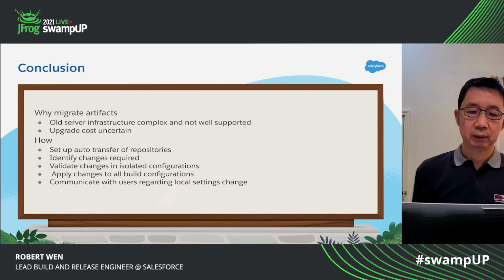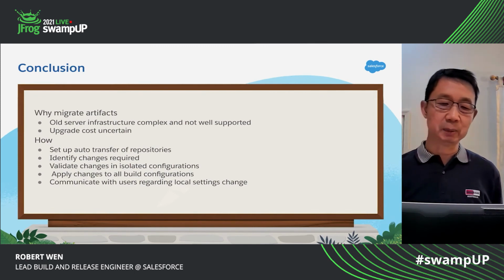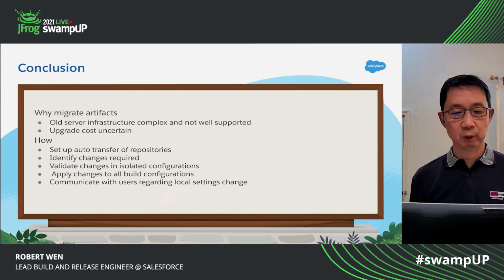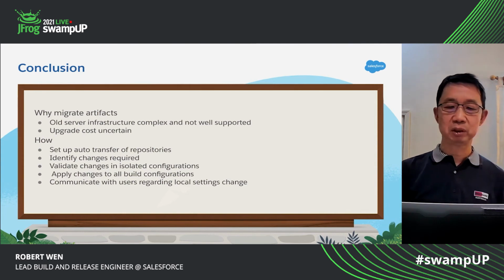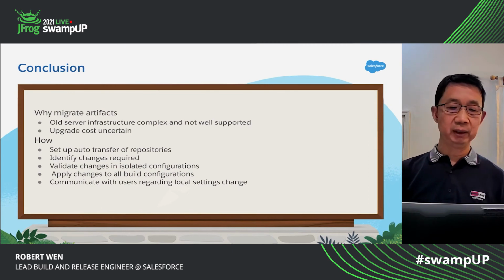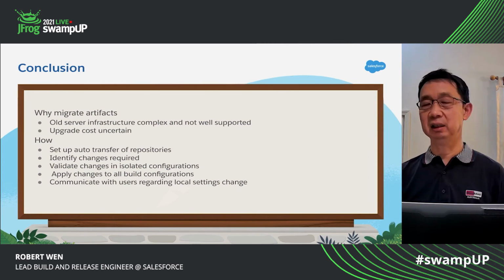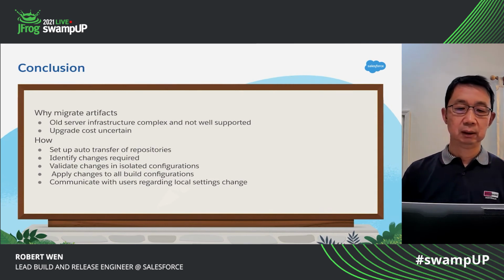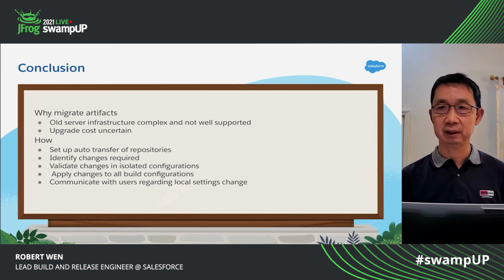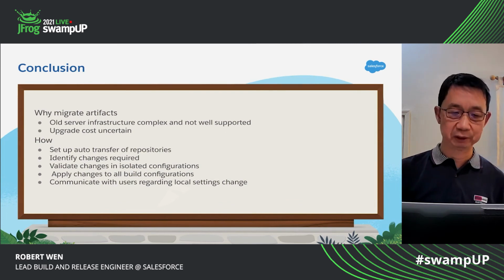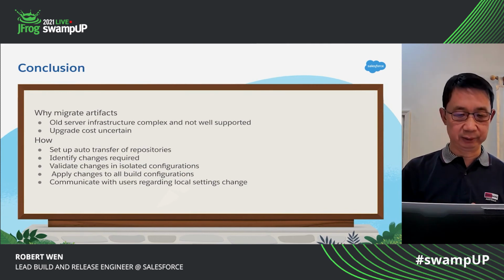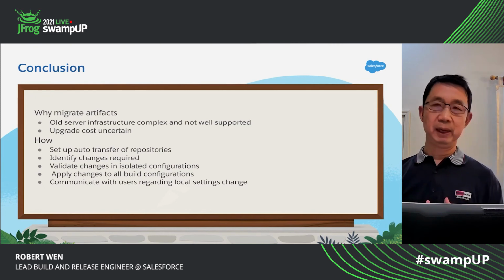So in conclusion, what is this story about? It's about migrating artifacts. Why did we do this? Well, again, the old server infrastructure was complex. It's not well supported. As a result, upgrade costs or maintenance are uncertain. And it's very important for migration that we have a high level of confidence the migration path will work. So how do we accomplish this migration effort?